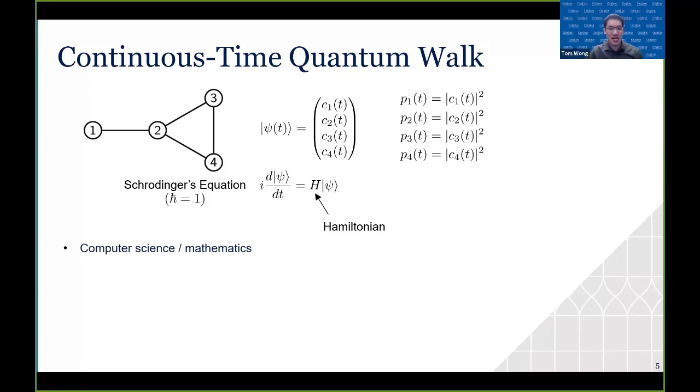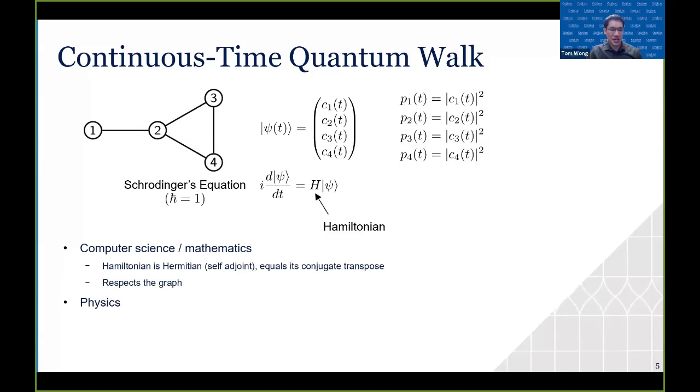The Hamiltonian can be interpreted in different ways. From a computer science or mathematics perspective, this Hamiltonian really just needs to do two things. It needs to be Hermitian or self-adjoint, meaning that it equals its conjugate transpose, and that's going to ensure that the total probability stays equal to 1. The other thing is that it needs to respect this graph that we have. So from a computer science or math perspective, any Hamiltonian that is Hermitian and respects the structure or connectivity of this graph is a valid quantum walk.